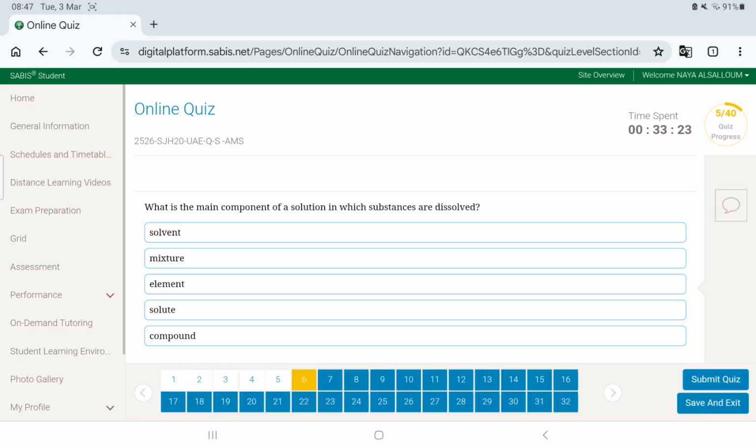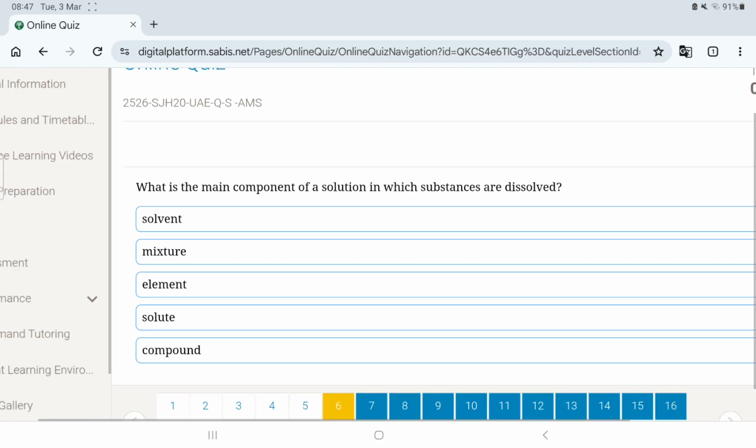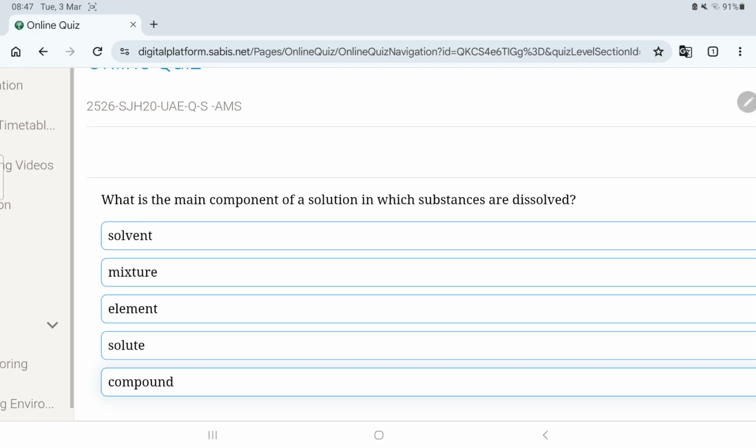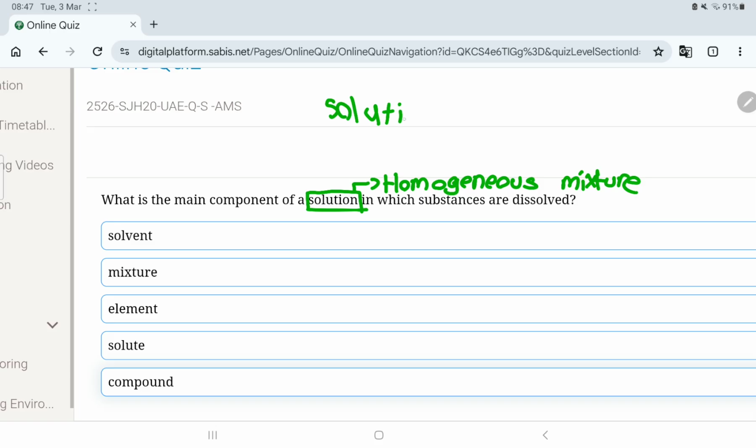What is the main component of a solution in which substances are dissolved? Now here we move on to solutions. First, what's a solution? What type of mixture is a solution? It's a homogeneous mixture. Okay? So, a solution is made up of what? A solute plus a solvent.